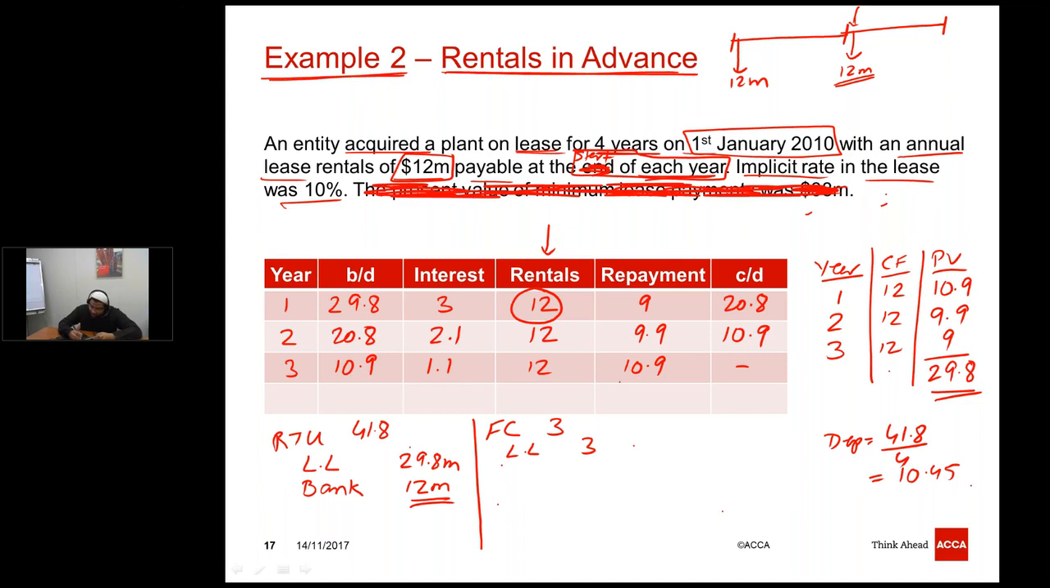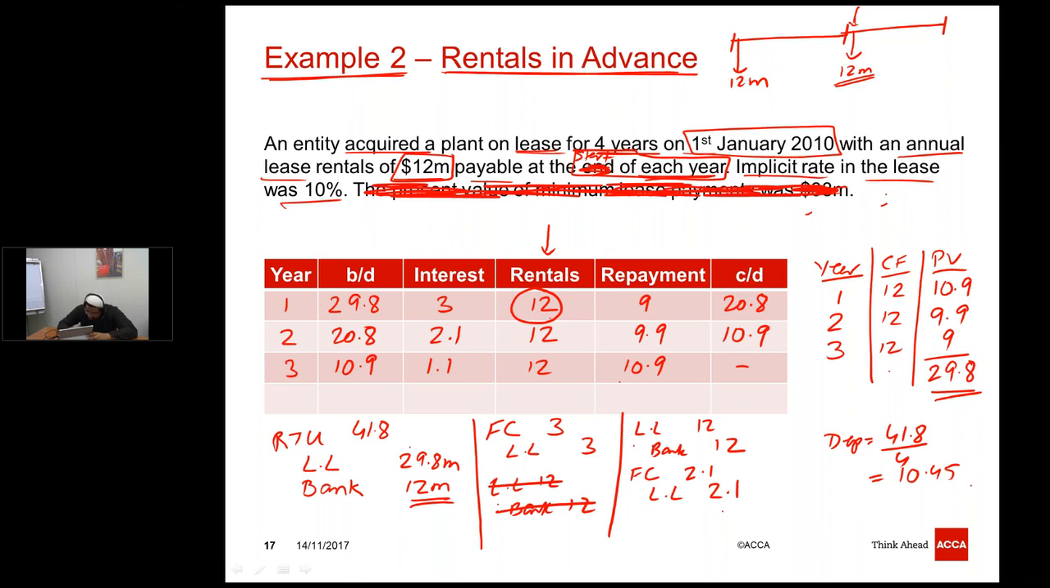So I'm right now not making the entry as lease liability debit and bank credit by 12. This entry will not be made because this entry will be made tomorrow morning. So if I prepare another year, the next year I'm going to write lease liability debit bank credit by 12 and then the finance cost of 2.1 and the lease liability of 2.1.